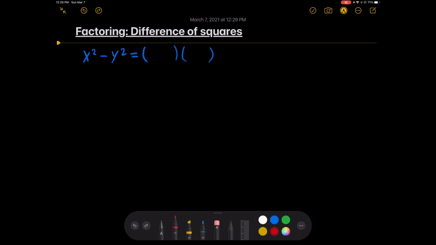So we've got x squared minus y squared here. So your x is always going to go in the front too, because we know that when we multiply later, x times x is going to get us that x squared at the start. So your y squared is going to be the same thing, but in the back. So then afterwards, if we were to multiply it out, we would get the y times the y, which gets the y squared.